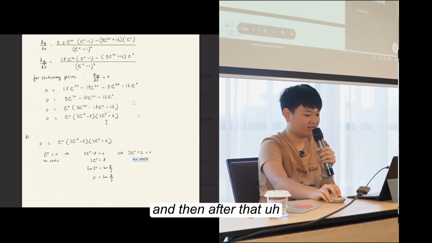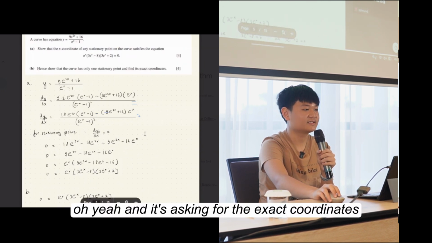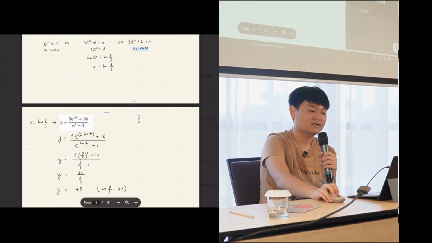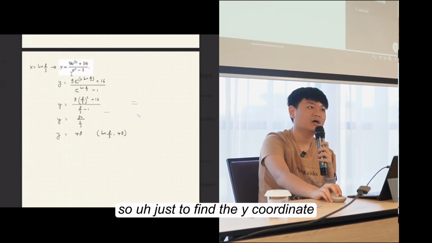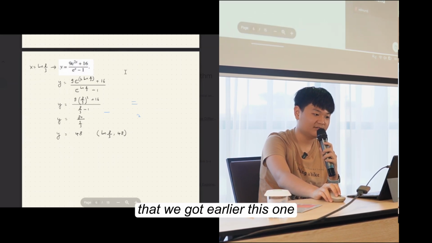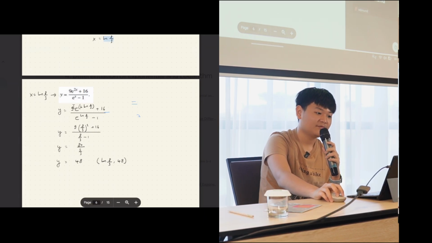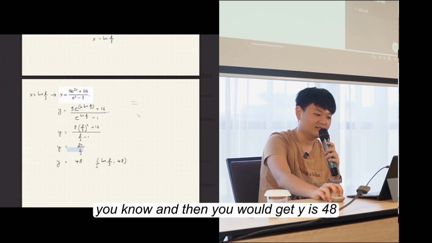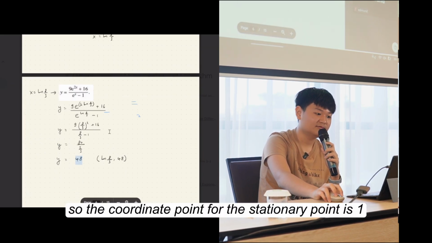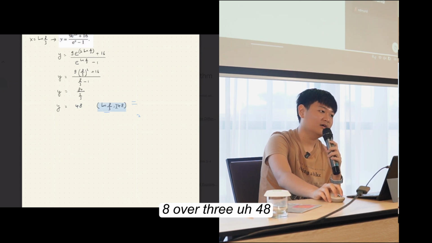And then after that, it's asking for the exact coordinates of the stationary point. To find the y coordinate, we just need to put in the x that we got earlier, into the original function. After a little bit of counting, you would get y is 48. So the coordinate point for the stationary point is (ln(8/3), 48).